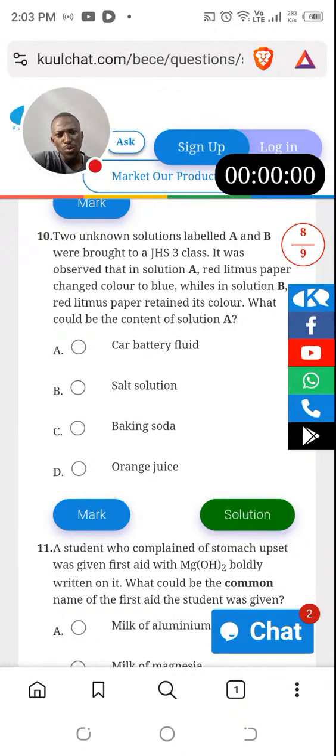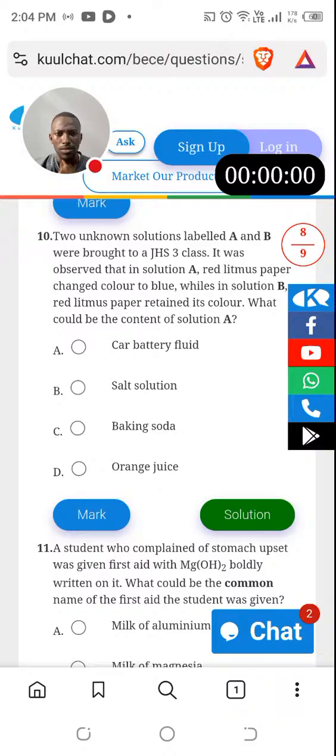2 unknown solutions labeled A and B were brought to a JHS 3 class. It was observed that in solution A, red litmus paper changed color to blue. So that means the solution is a base. While solution B, red litmus paper retains its color. So solution B is an acid. What would be the content of solution A?